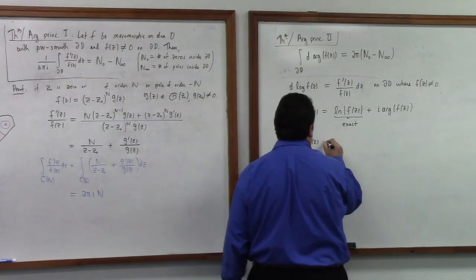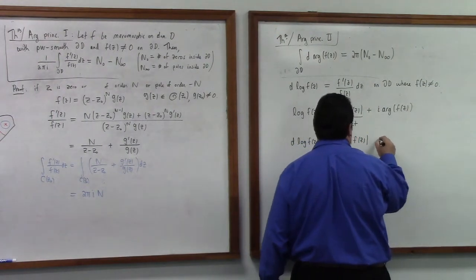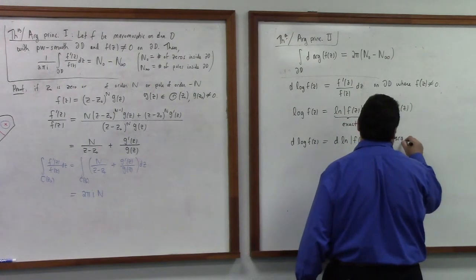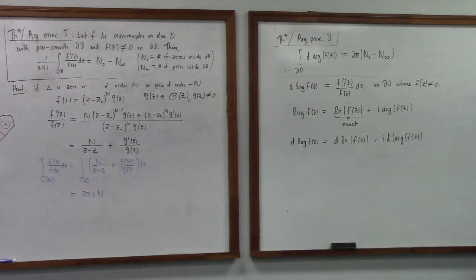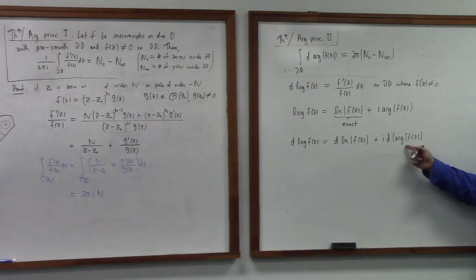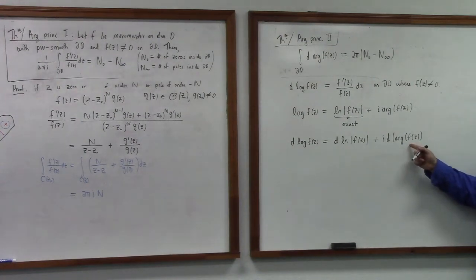there's two pieces, yeah? There's the differential of the natural log of the modulus of f of z, right? Plus i times the differential of the arg of f of z. So this can't be assumed to be exact. You can't assume that the integral of this around a closed loop is 0 because it's adding up the change in the angle for some function around a loop, right?